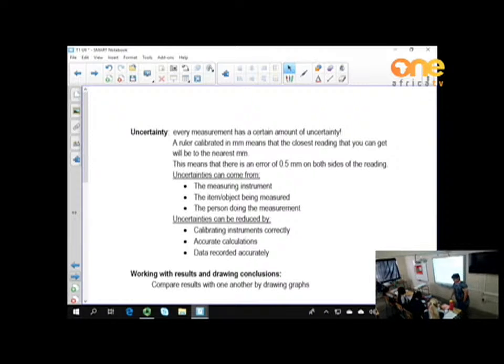Uncertainty. Every measurement that we take has a certain amount of uncertainty. Once again, if we use our ruler calibrated in millimeters, the uncertainty is half a millimeter up, half a millimeter down, or front or back. So a ruler calibrated in millimeters means the closest reading you can get would be to the nearest millimeter. You cannot be more accurate than the instrument, and that millimeter reading implies there is an error of half a millimeter on both sides of it. Okay, half a millimeter more and half a millimeter less. So your answer should actually lie within a range.